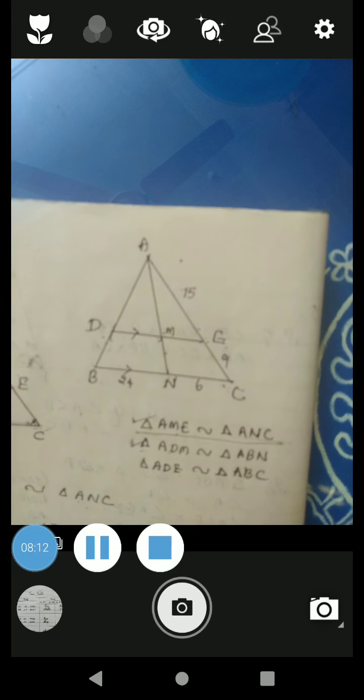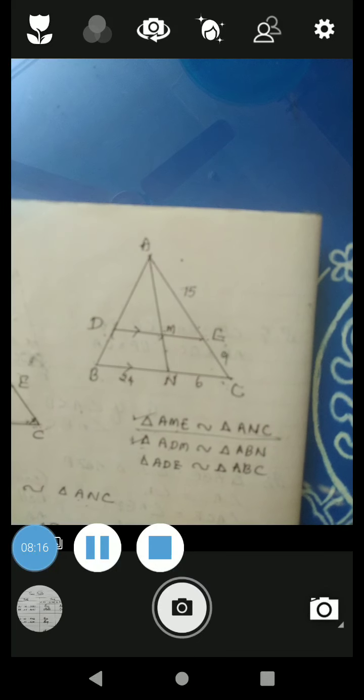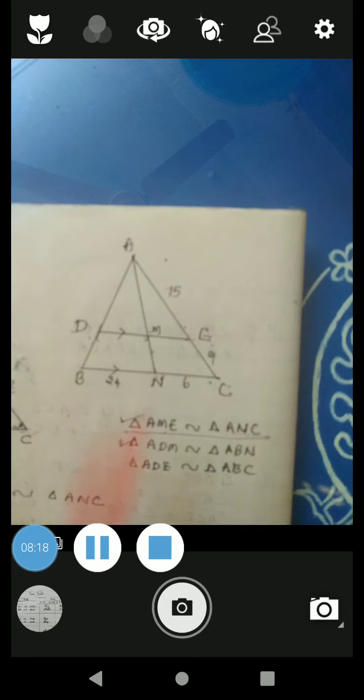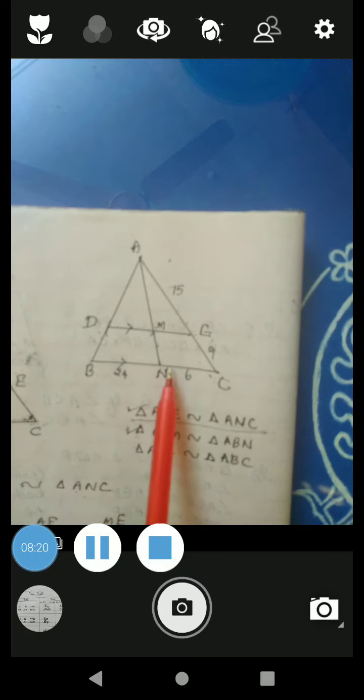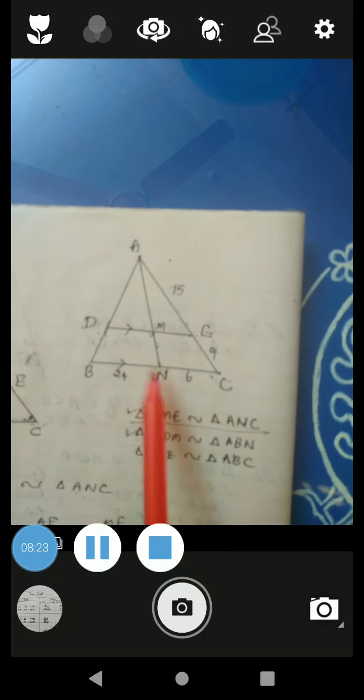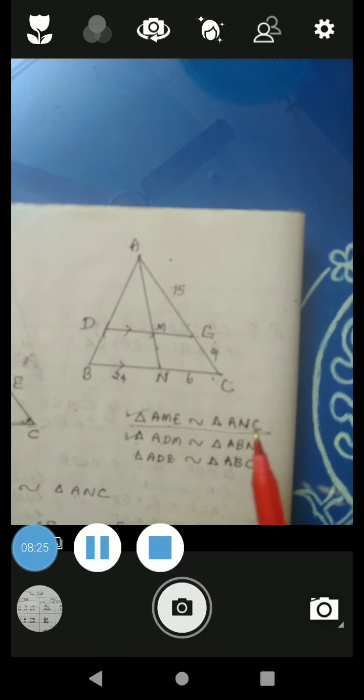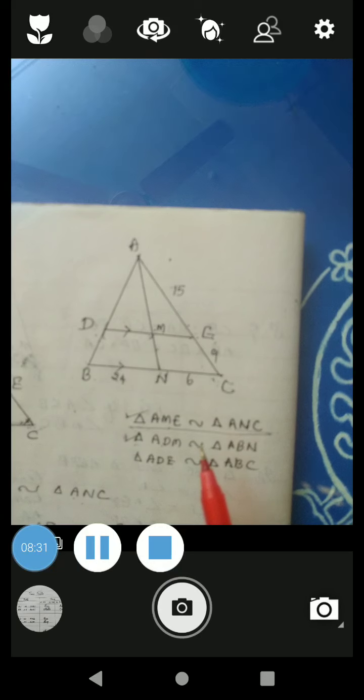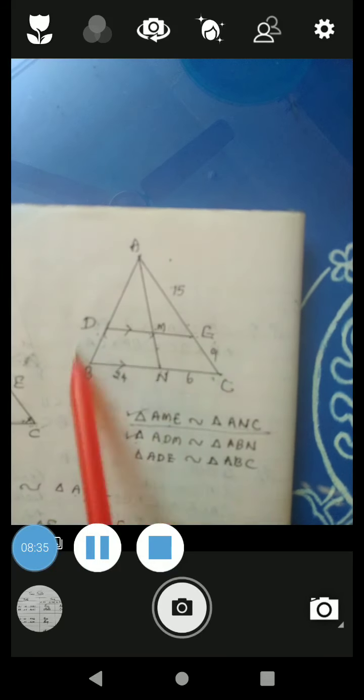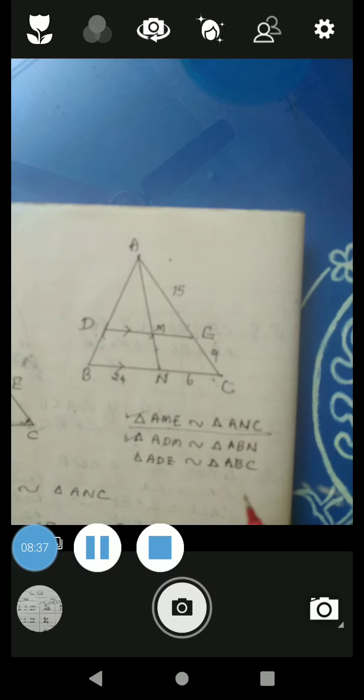Now question number 7. Question number 6 is homework. Question number 7: in the given figure, DE is parallel to BC. AE equals 15 centimeters, EC equals 9 centimeters, NC is equal to 6 centimeters, and BN is equal to 24 centimeters. All these things are written here.